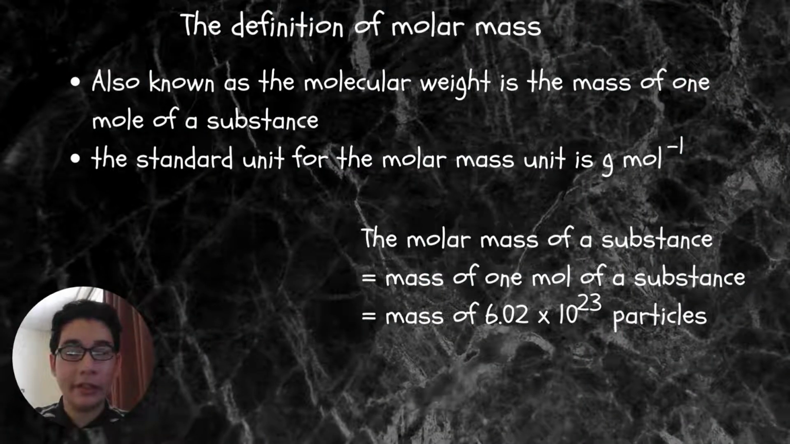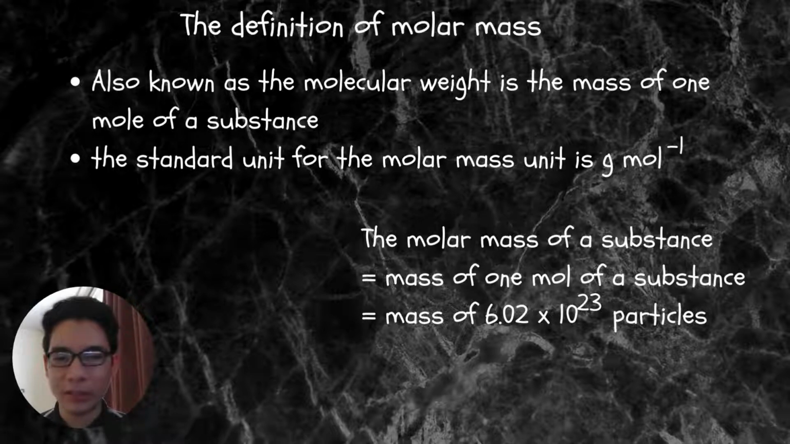Now that we are in the topic of molar mass, let's start with the definition. What is molar mass? Well, molar mass, also known as molecular weight, is the mass of one mole of a substance. Even one mole has a mass, and that mass is called molar mass. The standard unit for the molar mass is g mol^-1.